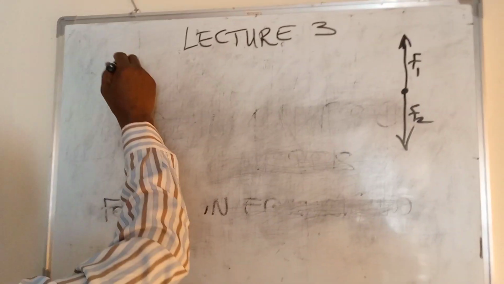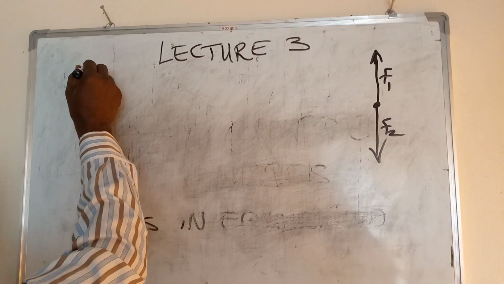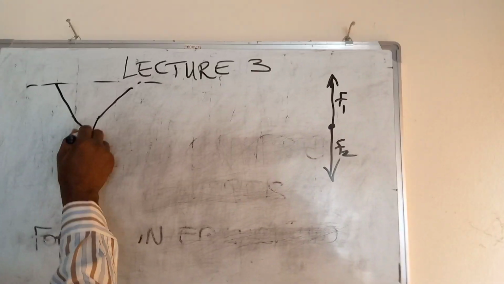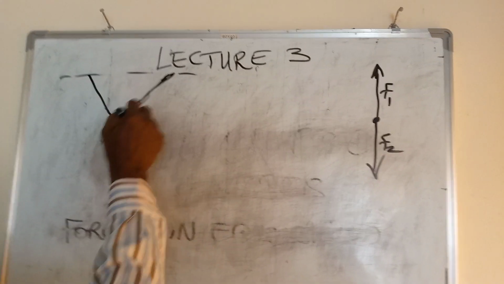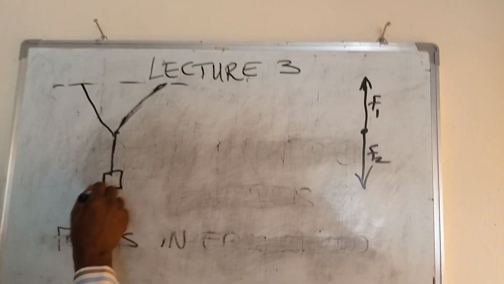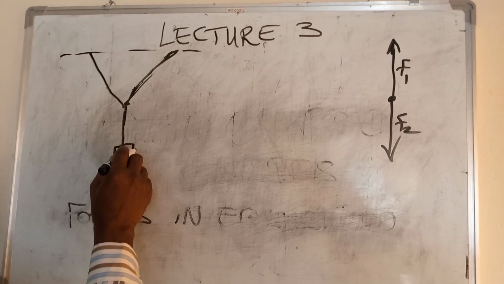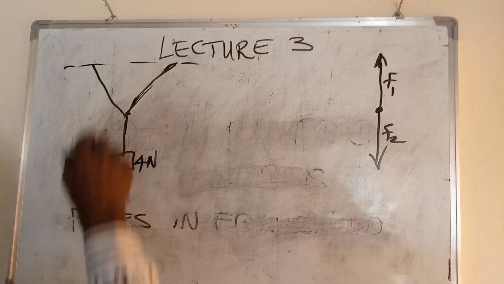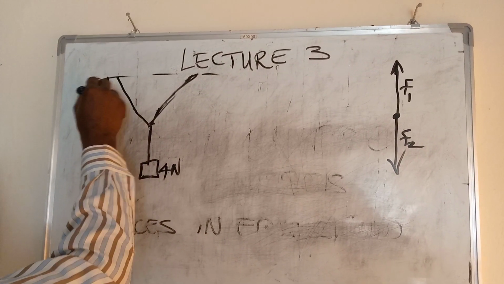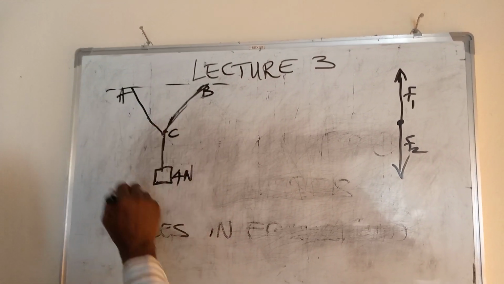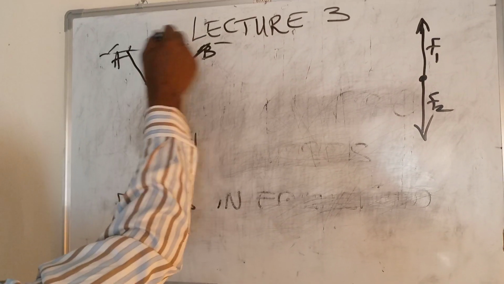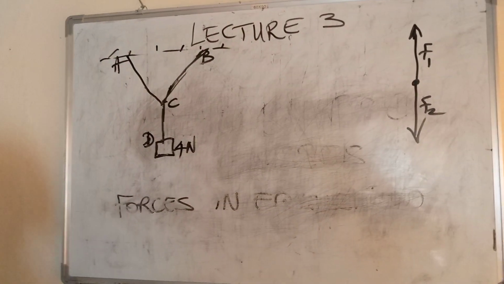A station where this is a ceiling, for instance. Something is hung from the ceiling. Let's say this load is about 4 newtons. Let's say this is A, B, C, then D. This is the ceiling where the load is hung.